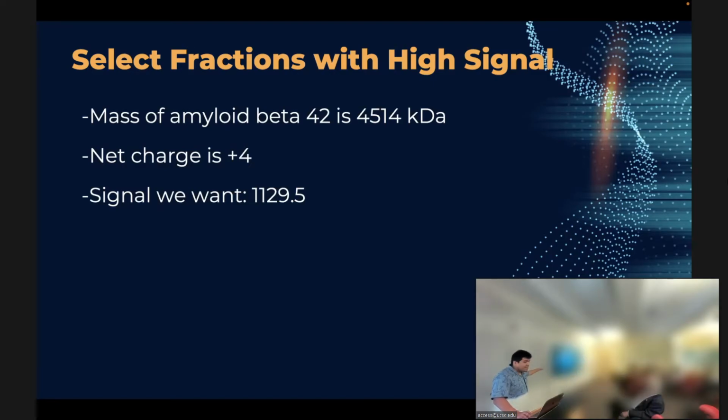We need to know the mass of the amyloid beta 42, which is 4,514 kilodaltons, and the net charge of the whole thing, which is positive 4. There's some other stuff because it was dissolved in acidic conditions, but I don't want to worry about that. So we have this mass to charge ratio of 1,129.5, which is around what we want to look for in the graph. We want the highest point, or the highest line, to be at 1,129.